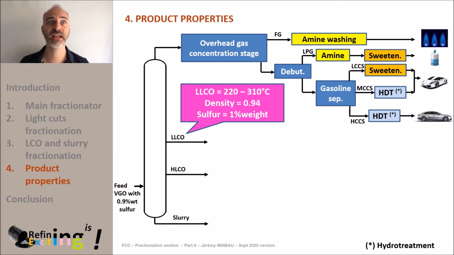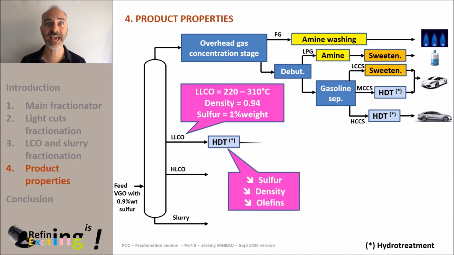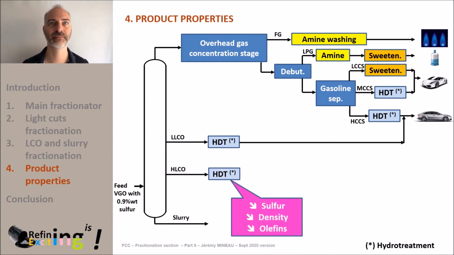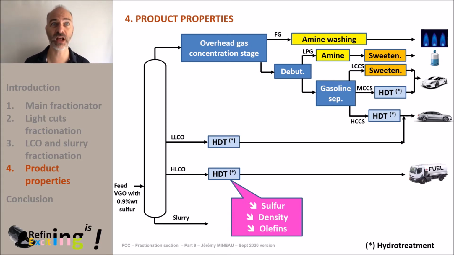The typical destination of this cut is the refinery's diesel pool. Nevertheless, this LLCO needs to be hydrotreated before in order to lower the sulfur content, to reduce its density and also to remove its olefins. Then, the HLCO cut contains sulfur and has a quite high density. This cut is a very good candidate to join the refinery's domestic fuel pool. But this cut shall be also hydrotreated before to decrease the sulfur and to remove the olefins.